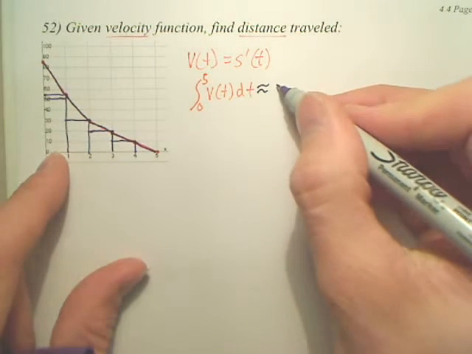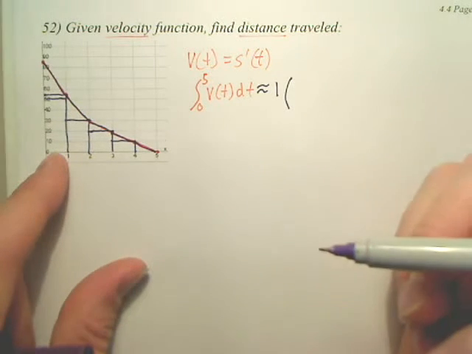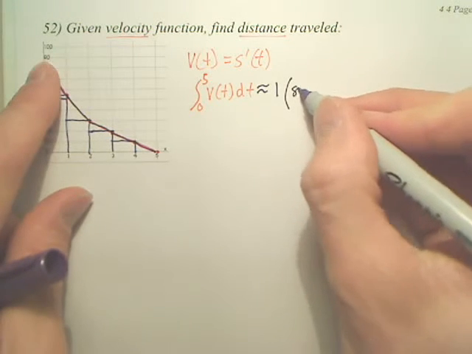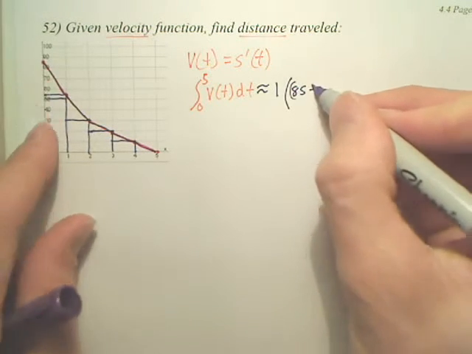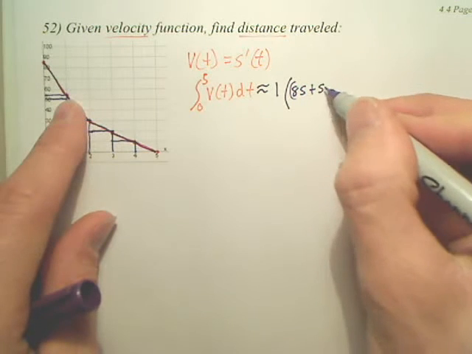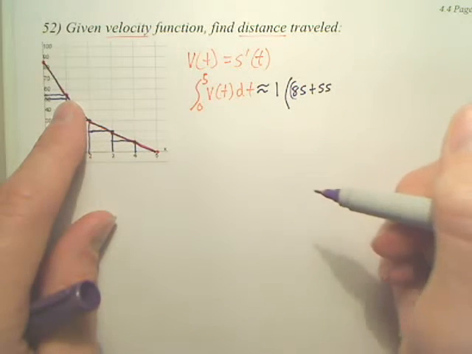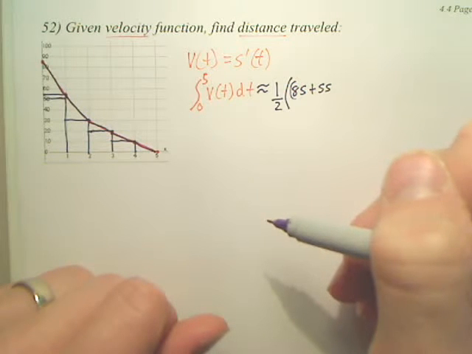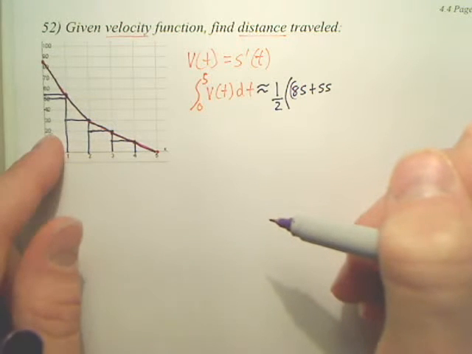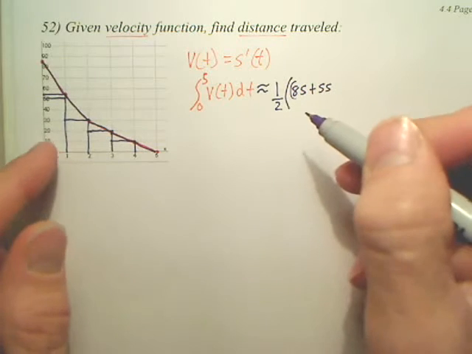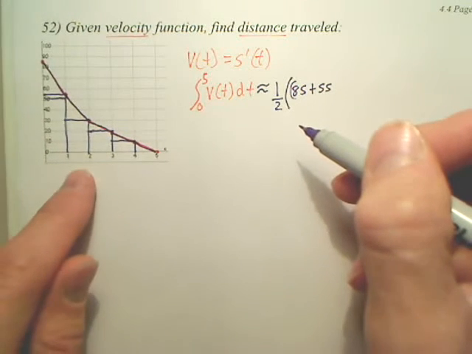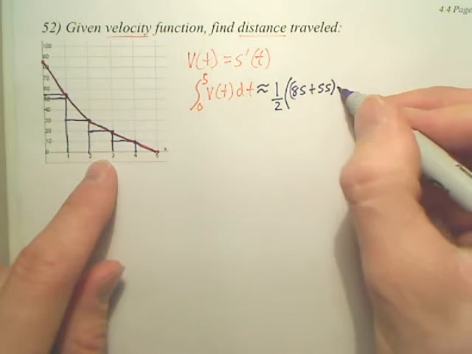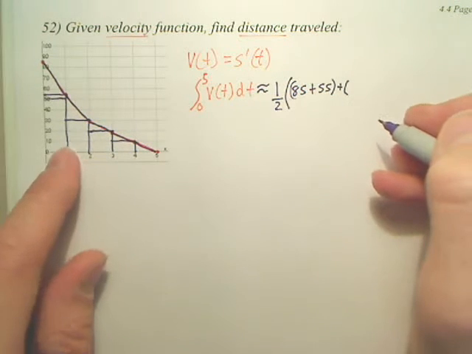I want the trapezoids to be very accurate. Okay, so the width is 1 for all of them, correct? For the first trapezoid, what's my first height? About 85, plus my second height is 55. Oh, by the way, don't we divide by 2? Do you guys remember that? For trapezoids, you divide by 2. The width of each one is 1, and you divide it by 2. Anyway, that's the first trapezoid. Plus, what's the second trapezoid?